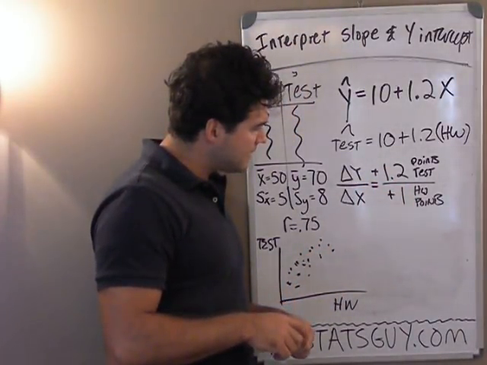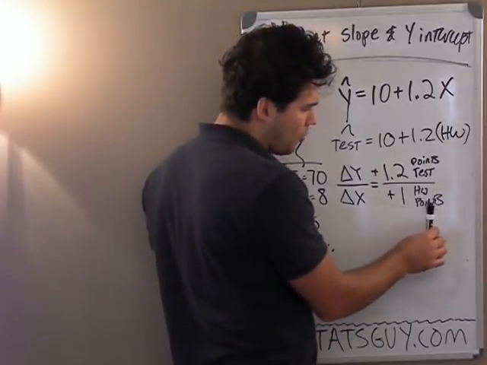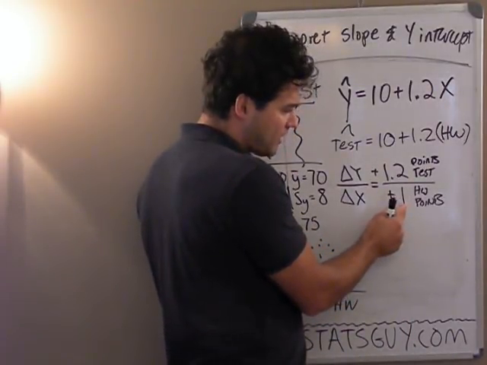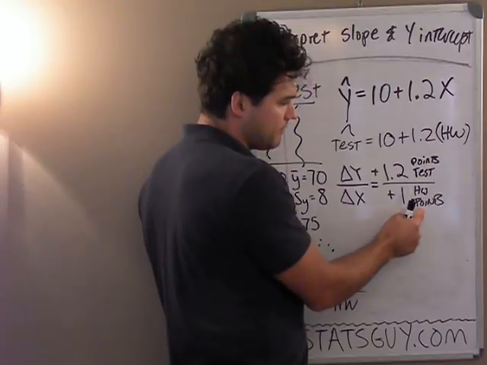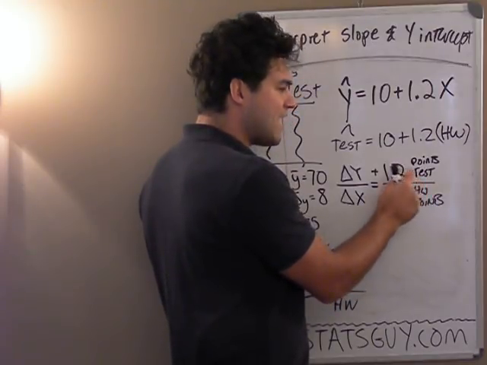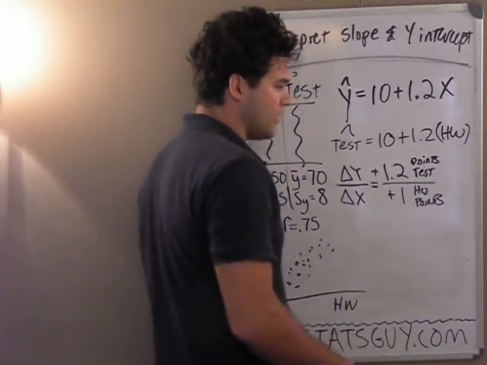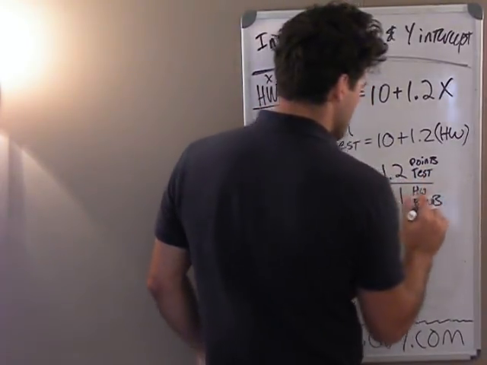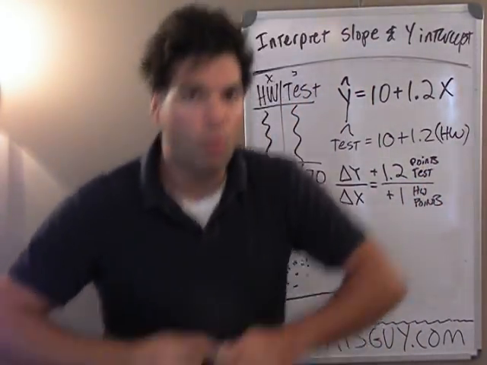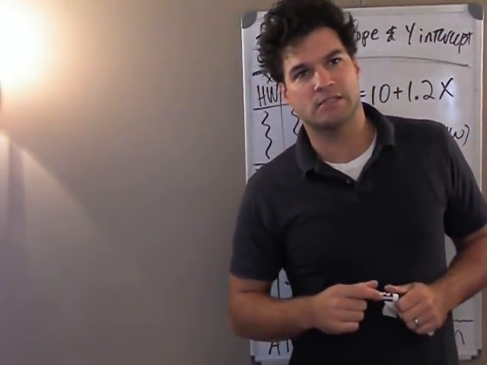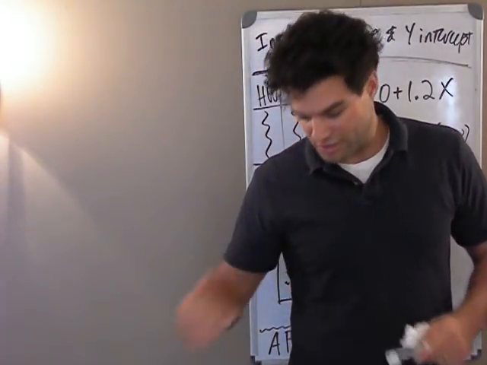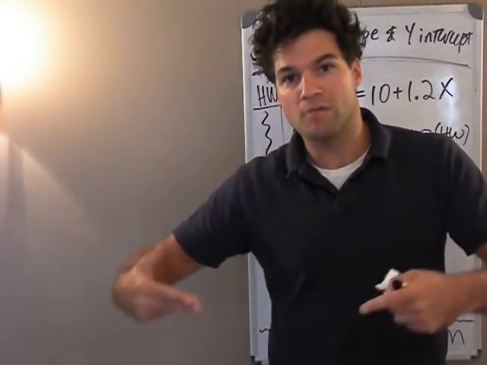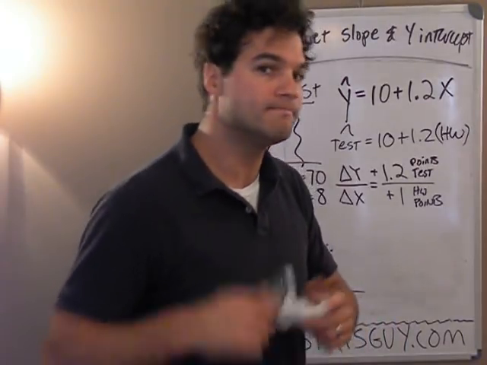It tells me that for every one homework point average, as your homework average increases by 1 point, your test average increases by 1.2 points. Ooh. So it says for every 1 point increase in your homework, your test average goes up 1.2 points.